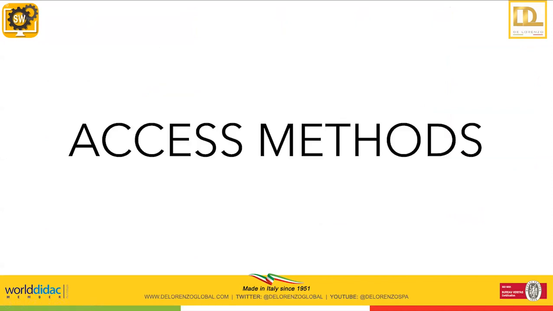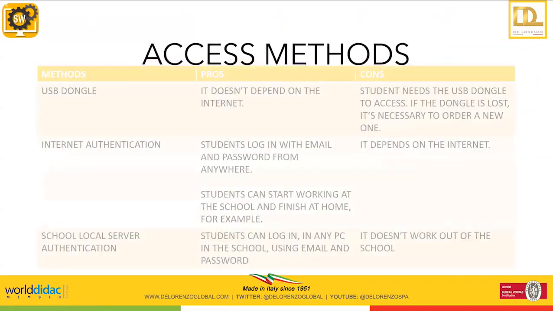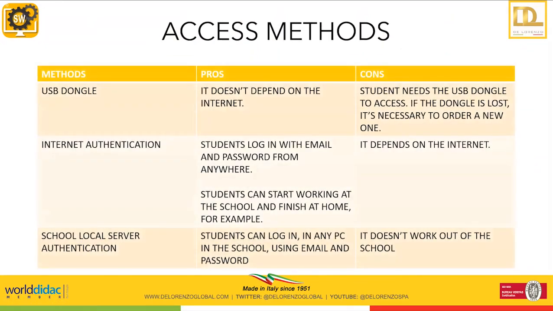And to finish the presentation, I'd like to talk about the access methods. This software is very flexible on this point, because if you don't have an internet connection in your area, or it's not good, and it happens in some parts of some countries, then we can provide a USB dongle. The good part is you don't depend on the internet, but the bad part is you can't lose the dongle. If you do, you need to request a new one from us.